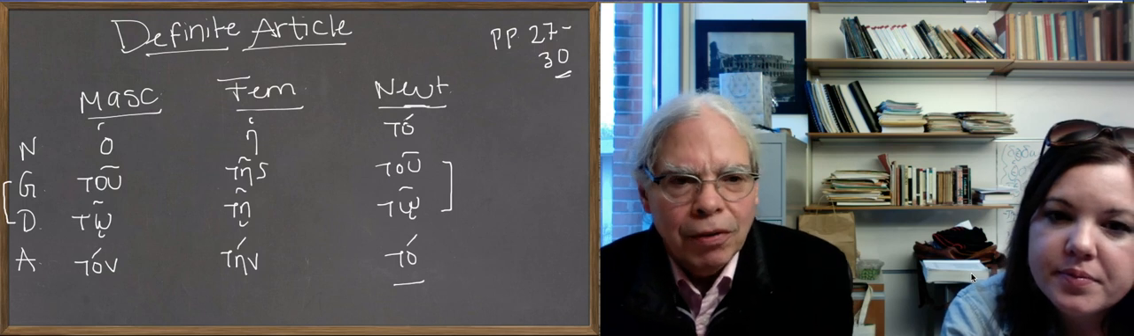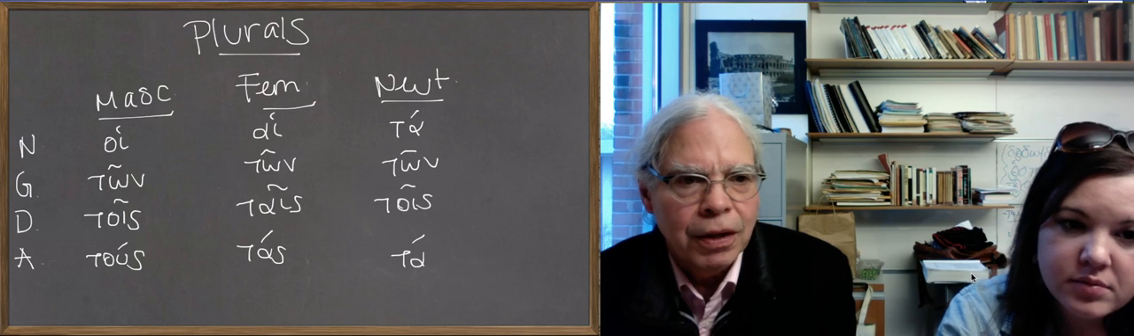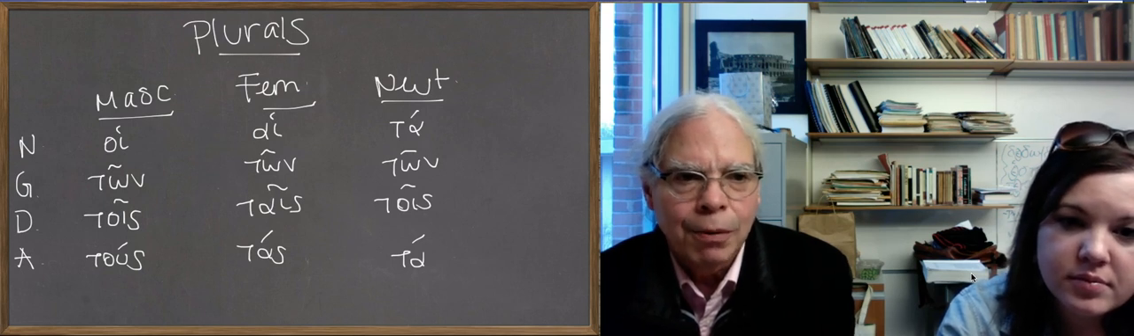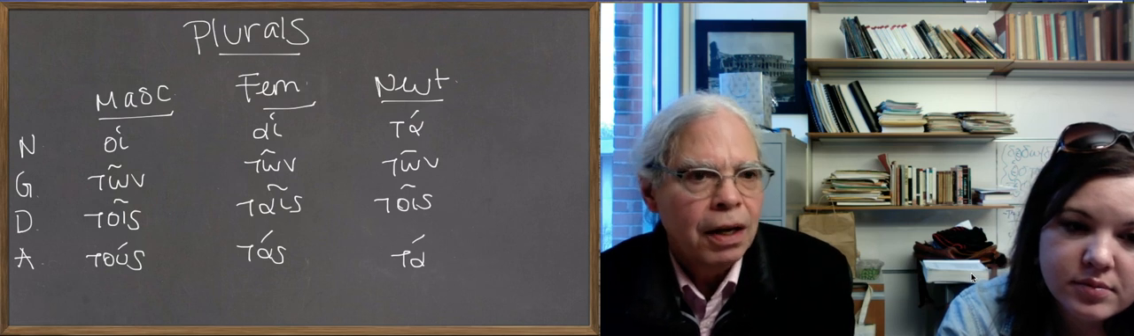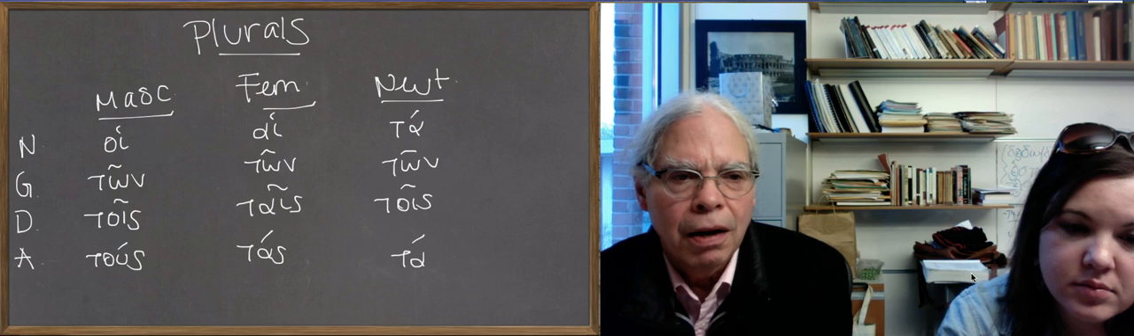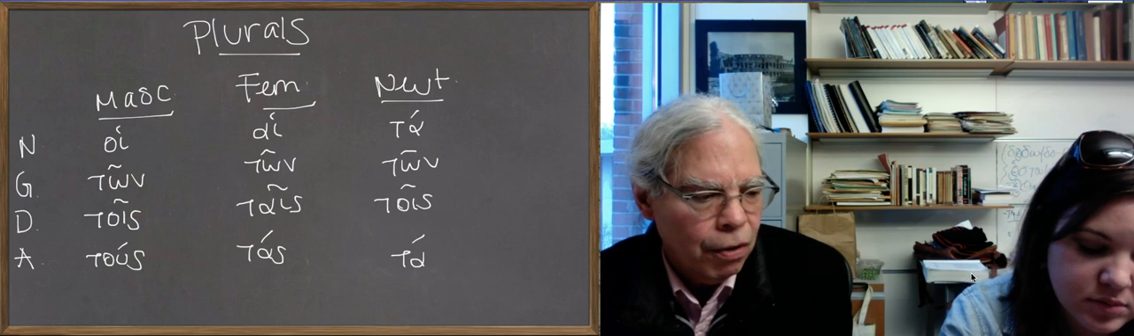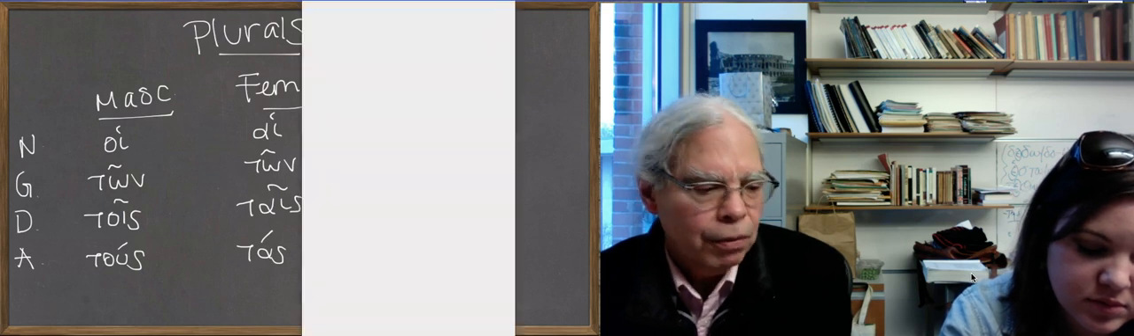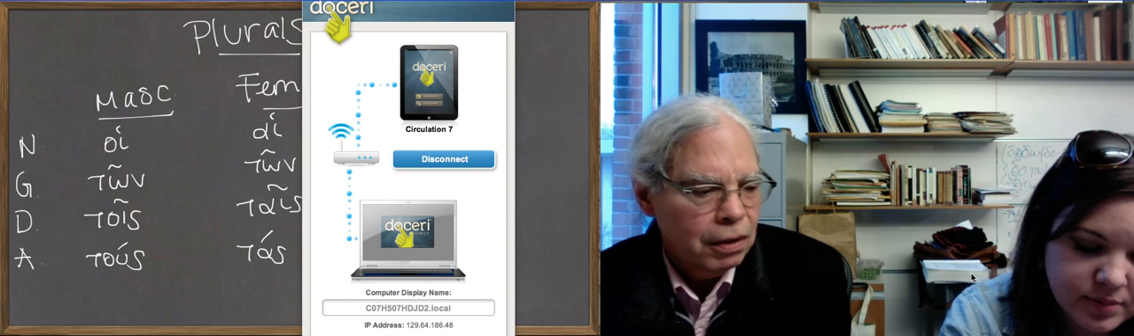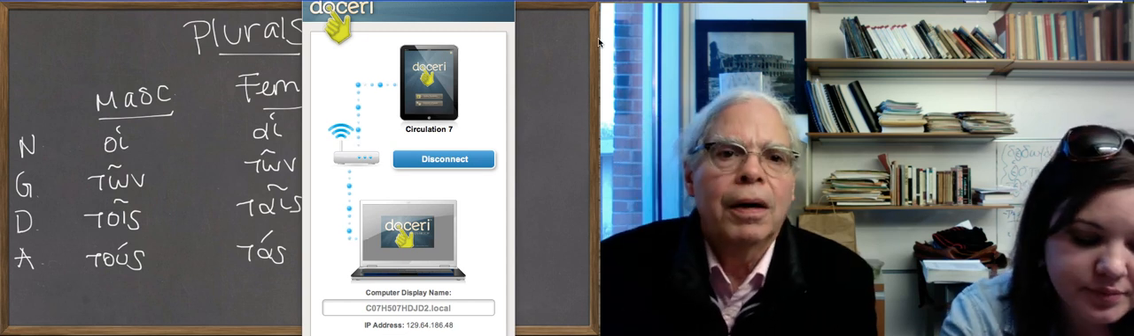Okay, so now let's look at the forms of the plural, where you see very similar things. That is, the masculine nominative plural and the feminine nominative plural, again, have no T and no accent, and they begin with an H, okay, hoi and hai. Those are the endings of the nominative plural of second declension nouns in the case of hoi, and nominative plural first declension nouns in the case of hai.